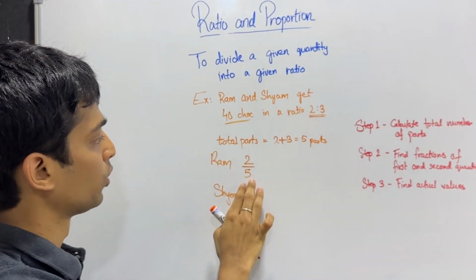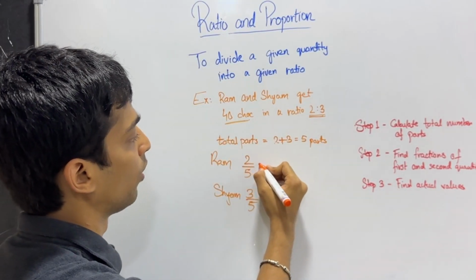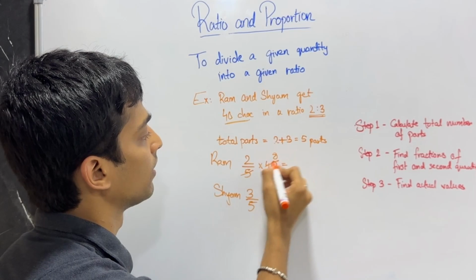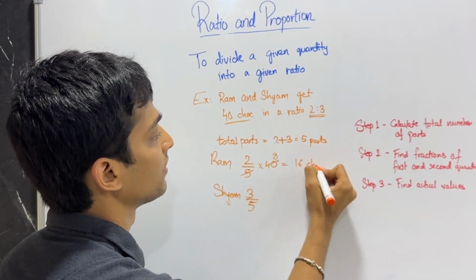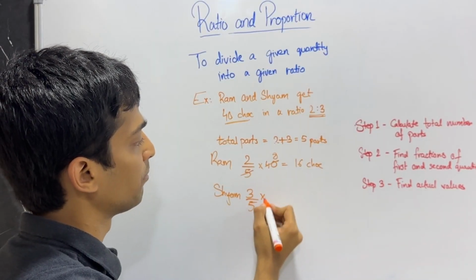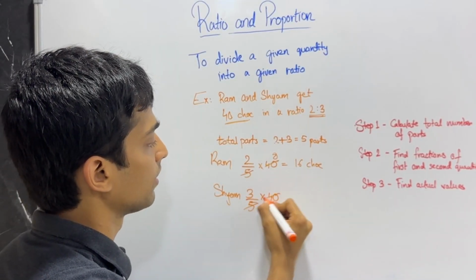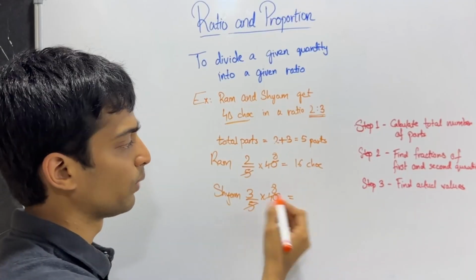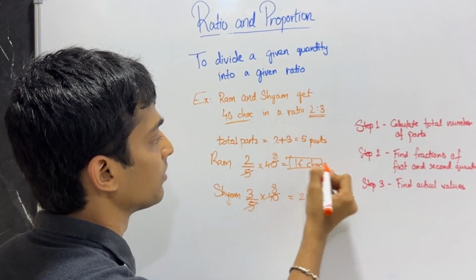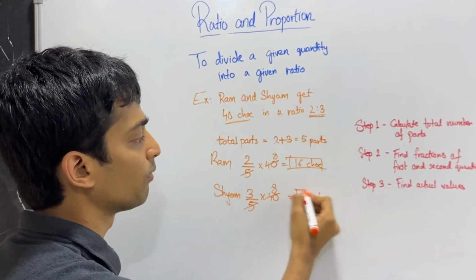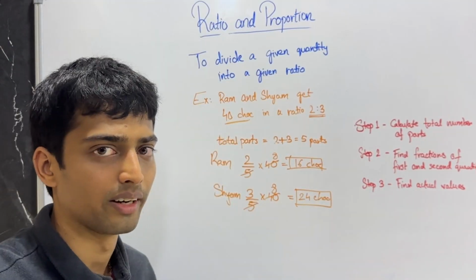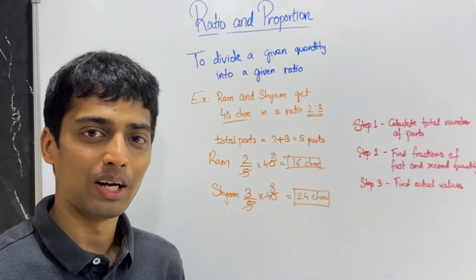So Ram received 2/5 of 40. Of 40 means multiplied by 40. So we get 5 8s are 40, 2 8s are 16. 16 chocolates, and Shyam gets 3/5 of 40. So 3/5 multiplied by 40, which is 3 into 8 is 24. So this is the final answer. Ram receives 16 chocolates, Shyam receives 24 chocolates. So if you add up, you will see they add up to 40, which is correct. So this was the end of part 1. Thank you for watching.